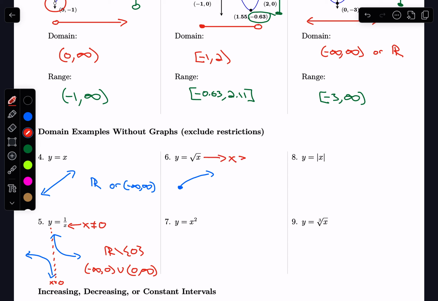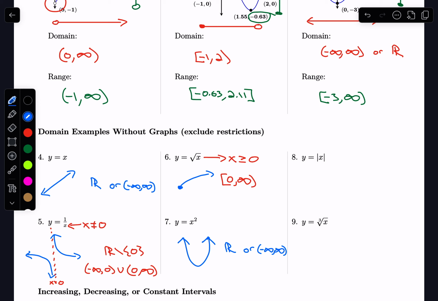So as a set, x has to be greater than or equal to 0, or as an interval, we can say that this is 0 to infinity, where we include the 0 with a bracket, but infinity always gets a parenthesis. All right, next one is x squared. X squared is nice and easy because it is just a U shape. It's defined for all real numbers. And so this is either fancy R for all real numbers or negative infinity to infinity.